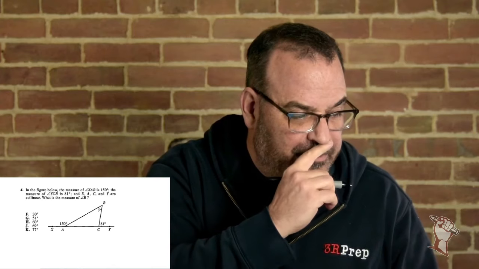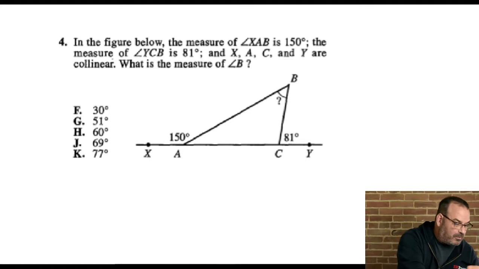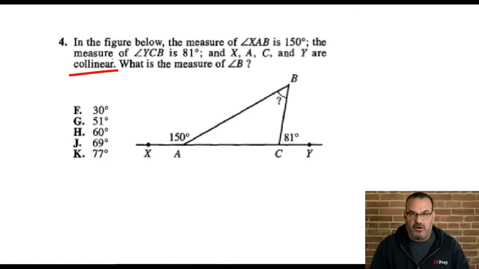All right, in the figure below, the measure of XAB is 150. The measure of YCB is 81. X, A, C, and Y are collinear. Great word. That means they are on the same line.